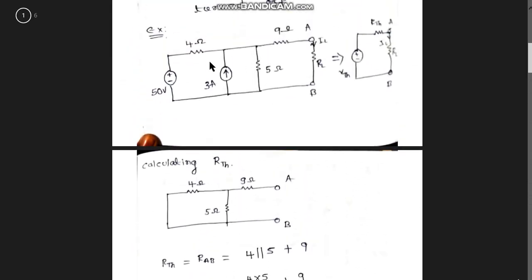So in final, how we can represent it: Vth is 34.4 and Rth is 11.2, and the load resistance we are having is 6 ohms. So that's how we can convert this circuit to this circuit.